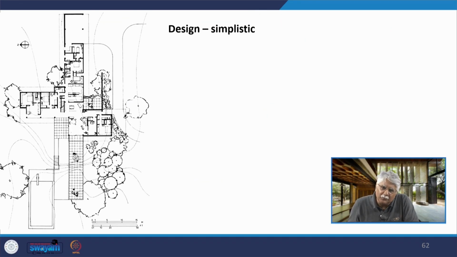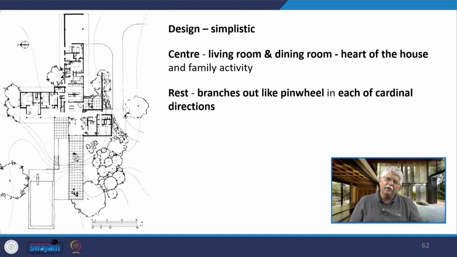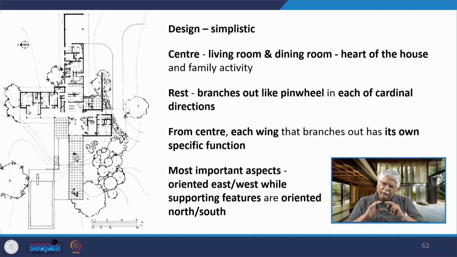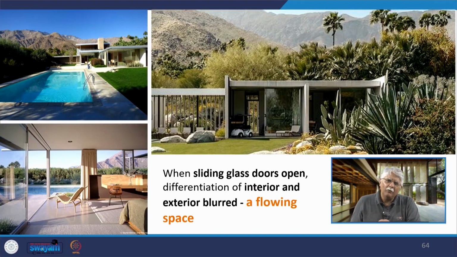The design is simplistic. The central living and dining room is the heart of the house. The rest are the branches, like on a pinwheel, each in the cardinal directions east, west, north, south. From the center, each wing branches out with its own specific function. The most important aspects are oriented east and west. Supporting features are oriented north and south. This is the Kaufmann house. One important point, we'll come to that.